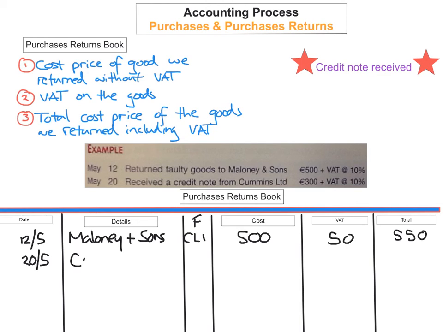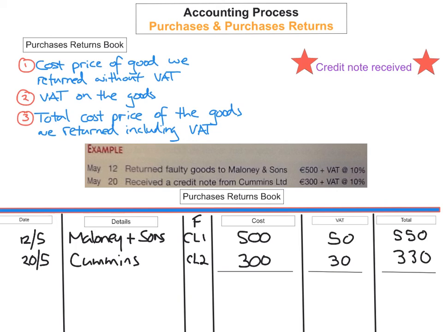The next one was the 20th of May, so the 20th of the 5th, and we returned it to Cummins Limited, because LTD means a private limited company, just so you know. And the cost was 300 plus 10% VAT, which would be 30. So the total would be 330. Okay, so if we had more, we'd fill out obviously more down here, but that's it. In this example, that's all the returns we have for this month.